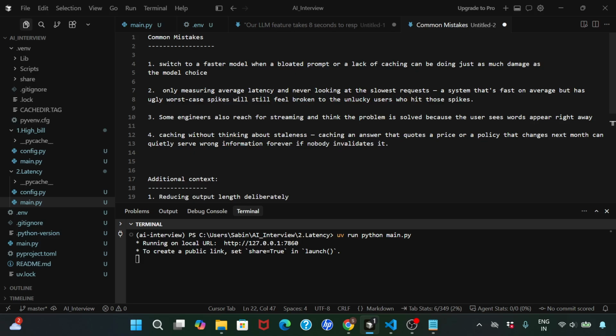So not just looking at the overall average, you also need to look at which questions are actually causing this average to go up, right? So that is something which is very important.